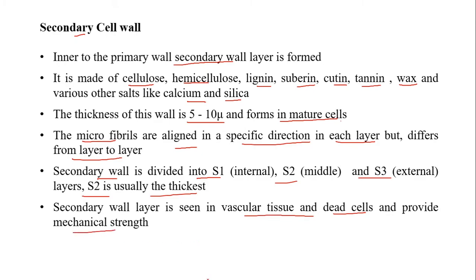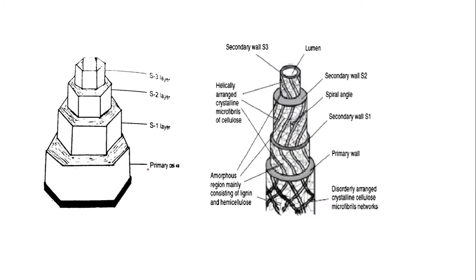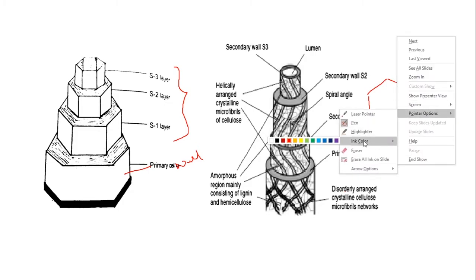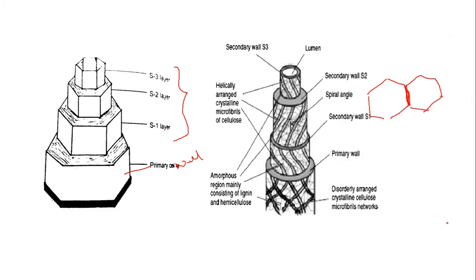Now let us see how this is laid. This is the primary wall and all these 3 layers are the secondary wall. That is, when you draw the diagram of a cell, a 2-dimensional diagram, between the cells is the middle lamella. We'll change the ink so that we can differentiate. On the middle lamella, there is the primary wall.